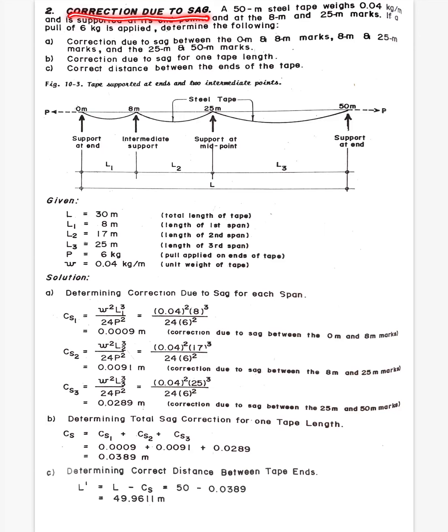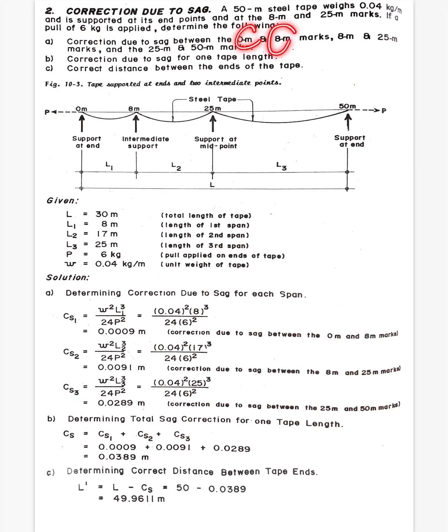Okay, class, let's have another problem that is correction due to sag. So this problem is number 5 in your notes. A 50 meter steel tape weighs 0.04 kilogram per meter and is supported at its ends. So you have supports at the 0 and 50 meter marks, and at 8 meters and 25 meters mark. If a pull of 6 kilogram is applied, determine the following.